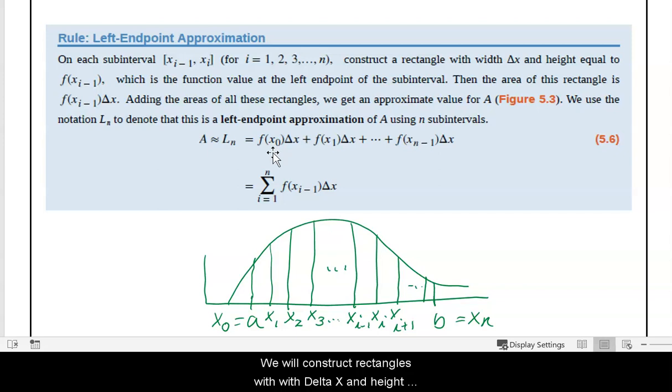We will construct rectangles with width delta x and height equivalent to whatever the function value is at the point we choose. For a left endpoint, it's always going to be the one on the left. This represents a Riemann sum giving you a left endpoint for n different boxes. This is the reason that we studied the sigma notation. It gets tedious when you have 42 boxes to have to write each one individually. By writing it with the sigma notation, I can indicate the sum of all 42 boxes with one formula.